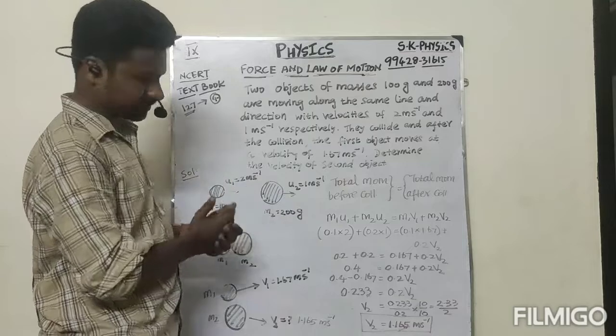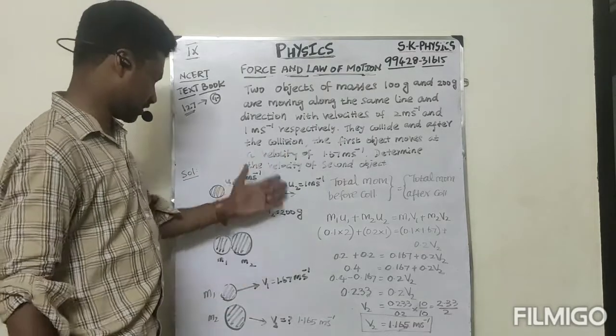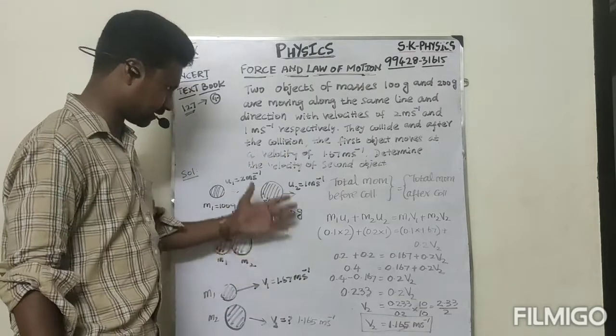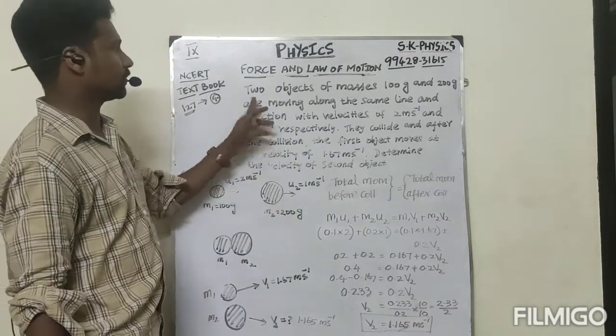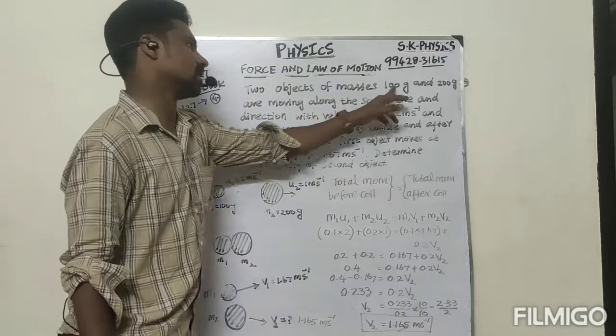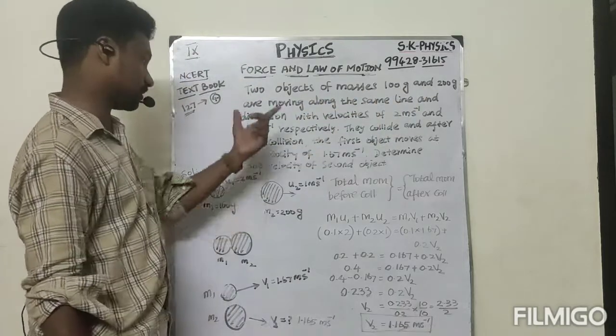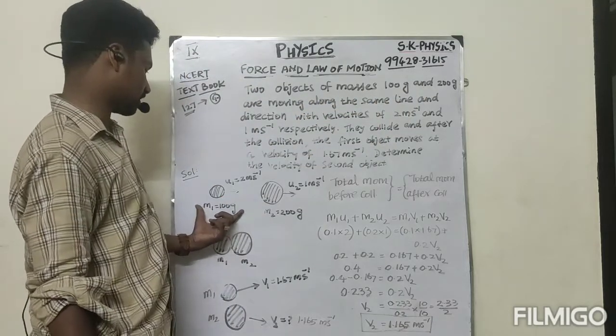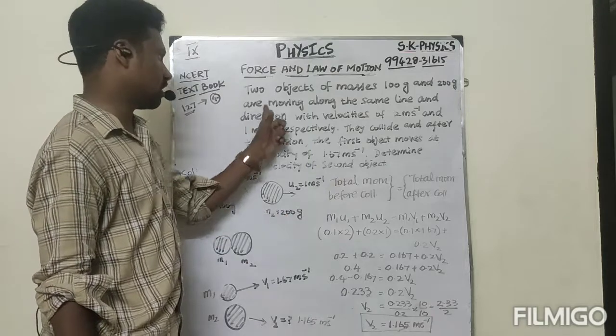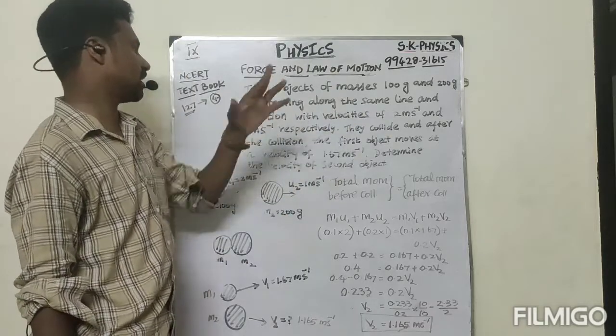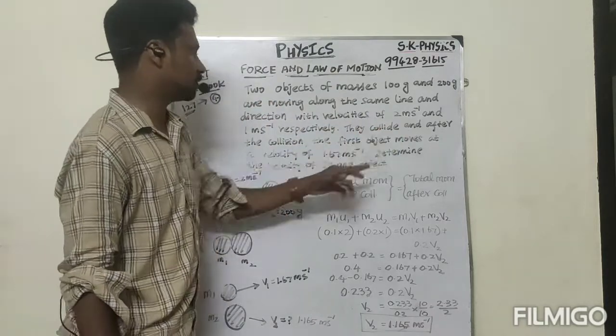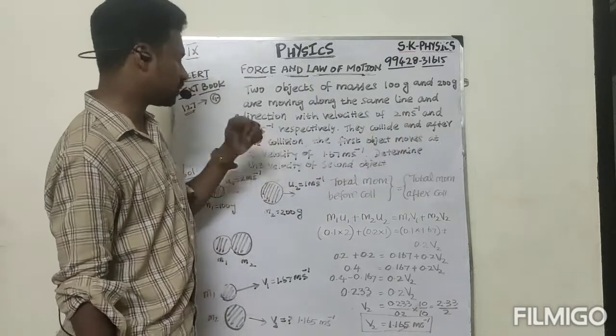First I explained the diagram, now we can come to the question. Two objects of masses 100 gram and 200 gram are moving along the same line and in the same direction with velocities of 2 meter per second and 1 meter per second.